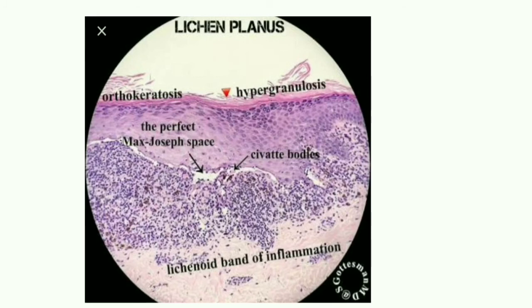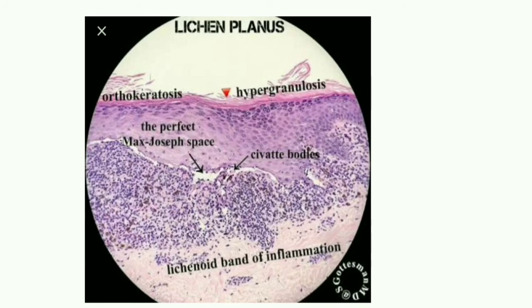So these are the necrotic or apoptotic keratinocytes, that means the dead keratinocytes. How have they died? By destruction by CD8 T lymphocytes. Okay. So they got destroyed and they are called civatte bodies, colloid bodies or cytoid bodies. So this is an autoimmune basal layer destruction.